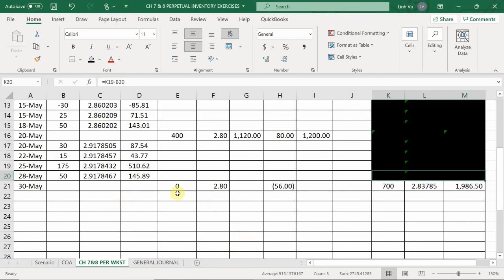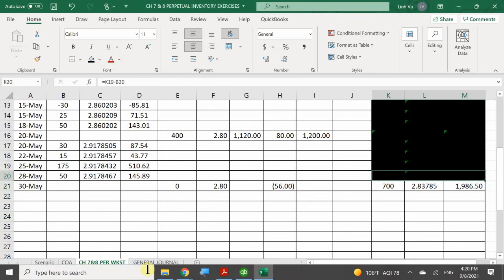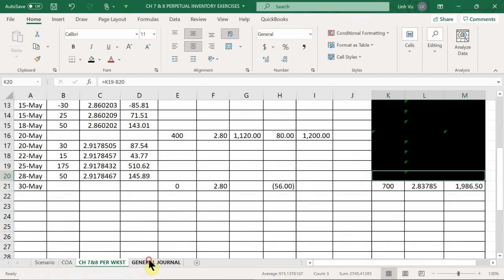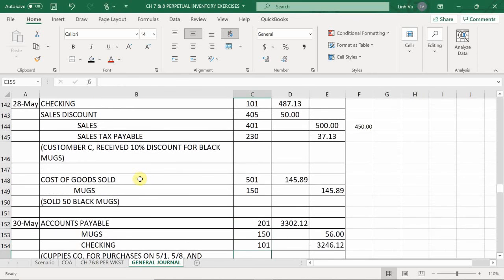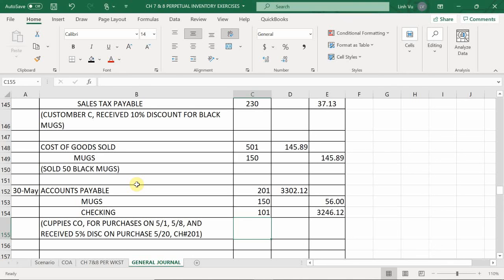Okay. And that is it for the chapter 7 and 8 review. We got to practice what happens when we use perpetual inventory. Every time we make a sale, we need to record and update our inventory. And every time we have a purchase return, we just take it off immediately right out of the inventory worksheet. Straightforward.